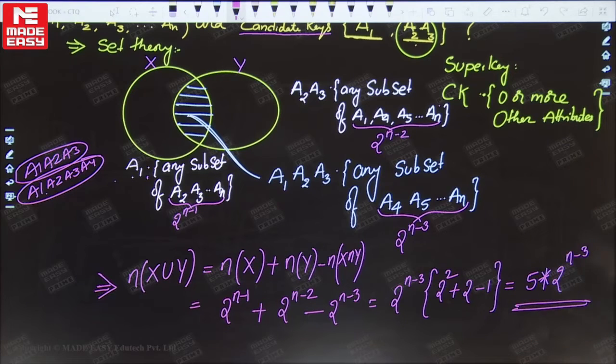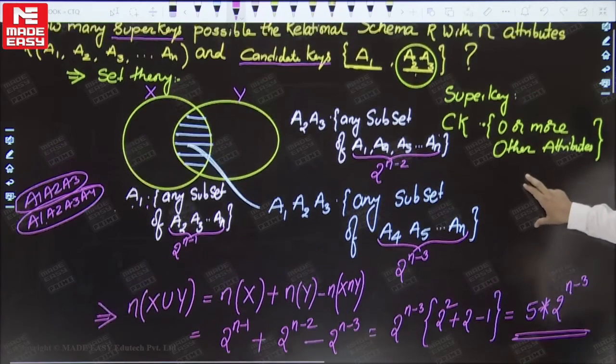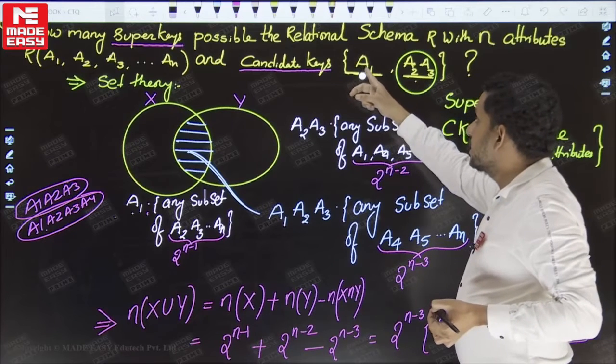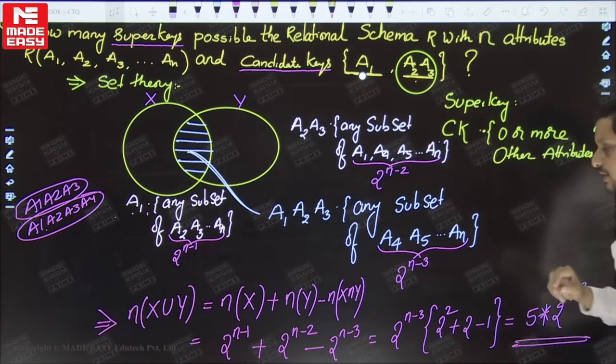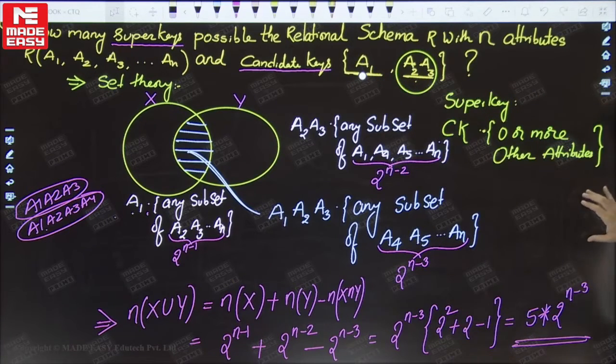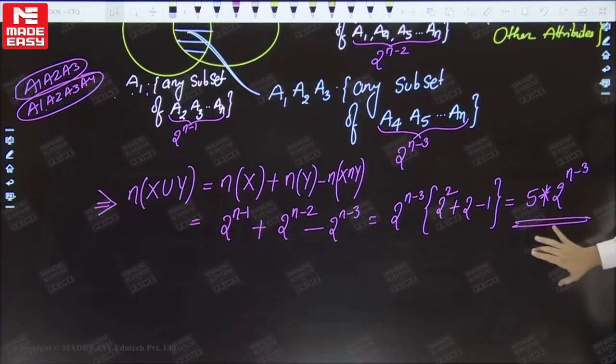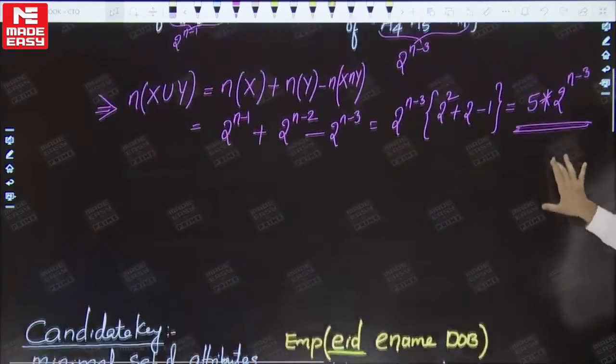This is the total possible super keys in the relational schema if A1 is a candidate key as well as A2, A3 is a second candidate key. This is one way to handle this problem by using set theory.